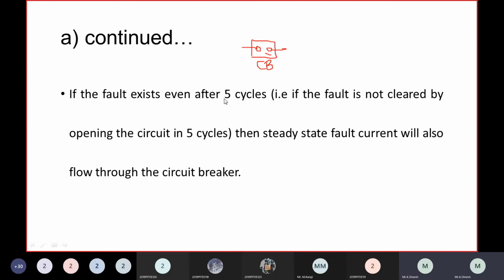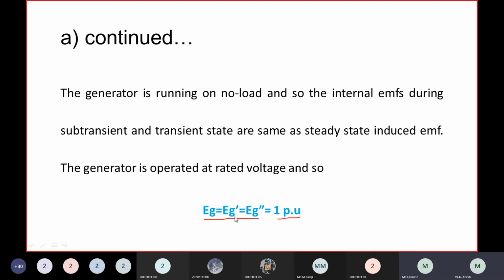If the fault exists even after 5 cycles, that is, if the fault is not cleared by opening the circuit in 5 cycles, then the steady state fault current will also flow through the breaker. My voltage in all the cases, subtransient, transient, and steady state, I am assuming as 1 per unit, because the problem clearly mentions operation on no load with rated voltage. No load rated voltage means all levels have the same voltage only, 1 angle 0, or 1 plus j0 per unit.